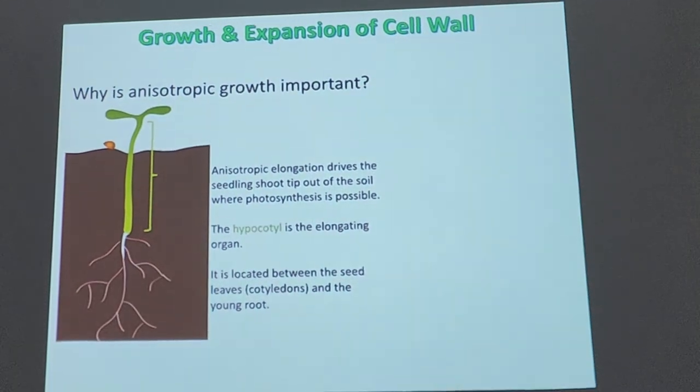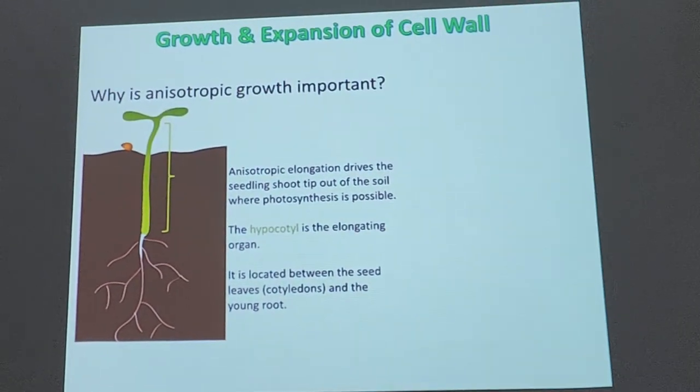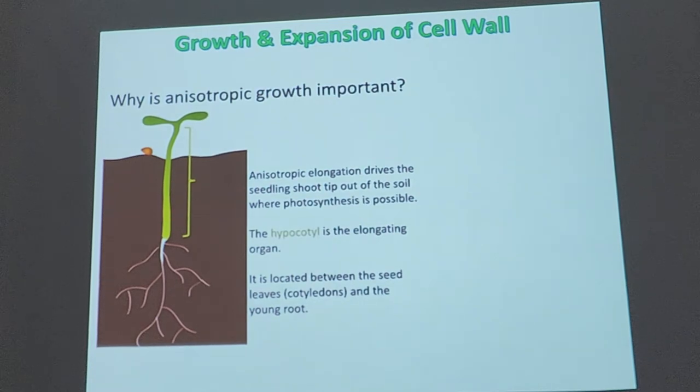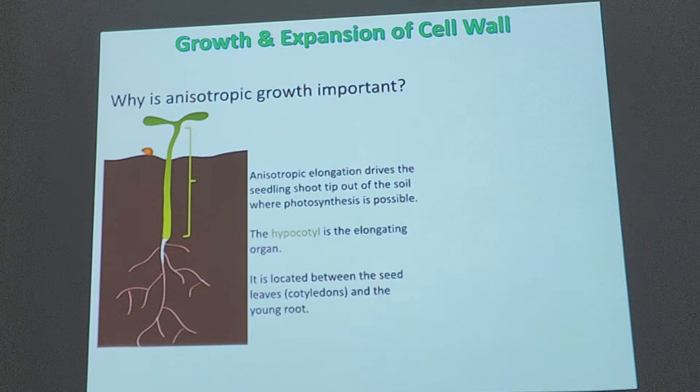This is important, especially when the seed is germinating. You can see that the seed, when it's germinating, is growing so tall. It looks very slender, very flimsy. It just doesn't care. Why does the seedling grow very fast to become super tall? Yes, to get sunlight.